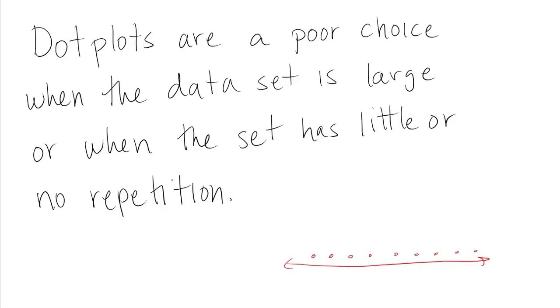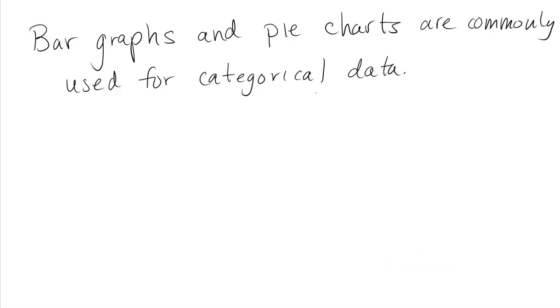There are 2 other graphs that the authors mention, and I want to bring them up, but we're not going to spend any time on them because I know you've learned about them in prerequisite courses. Bar graphs and pie charts are very commonly employed graphs. The only thing I want you to know about them for our class is that they are reserved for categorical data. Whereas dot plots and stem plots are for quantitative data, bar graphs and pie charts are usually used for categorical data.